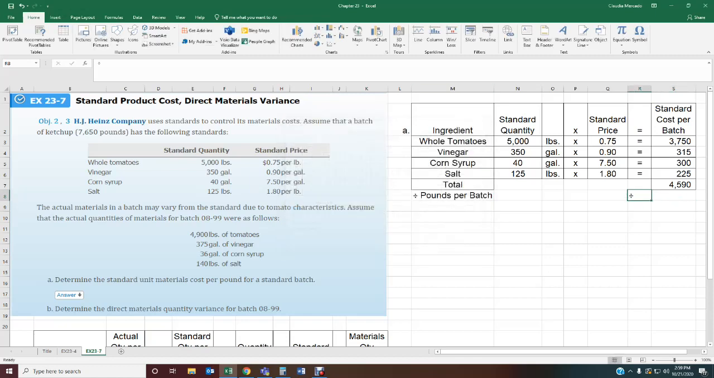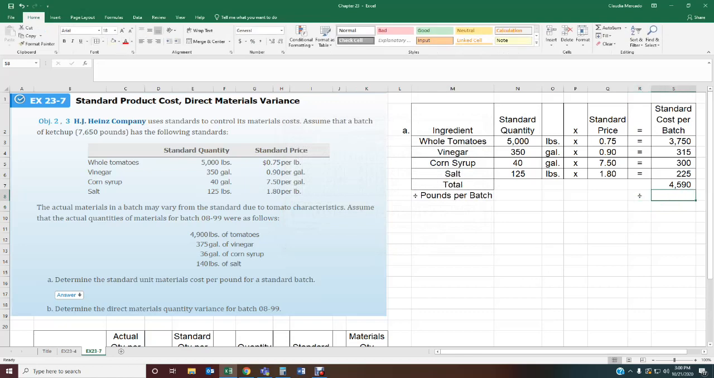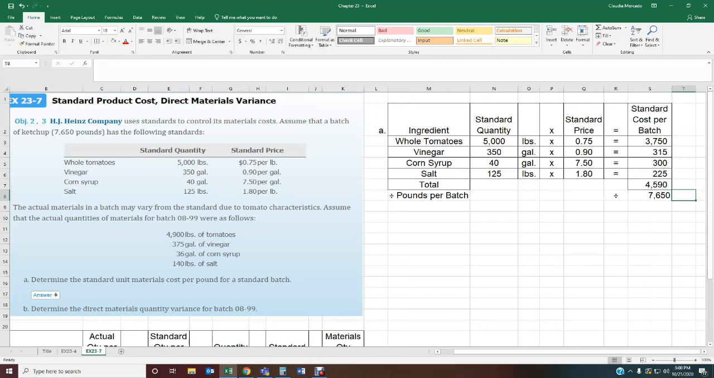and this should be centered. Okay. So, I'm going to divide it by, it says here that I am manufacturing a batch of ketchup, and that batch is made of 7,750 pounds of ketchup. So, 7,650 pounds. Okay. So, I'm going to get my total cost, which is $45.90, and I'm going to divide it by my 7,650 pounds of ketchup that I'm manufacturing.